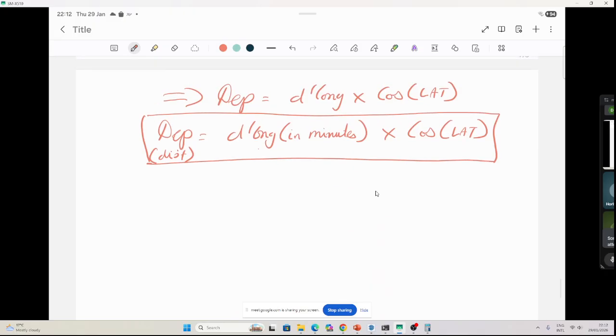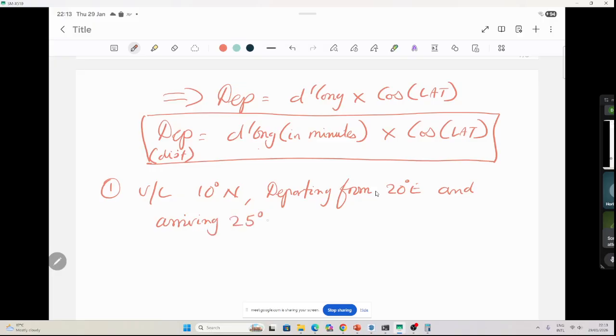Let's do a sum. Assume that a vessel is in 10 degrees north, sailing, departing from 20 degrees east and arriving 25 degrees east. Find the course and distance traveled.